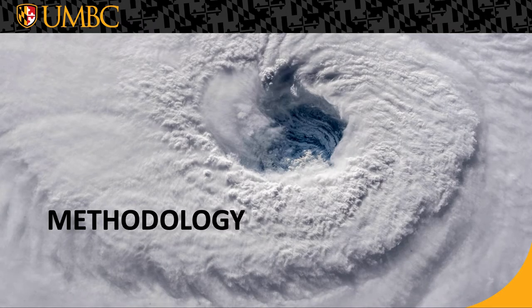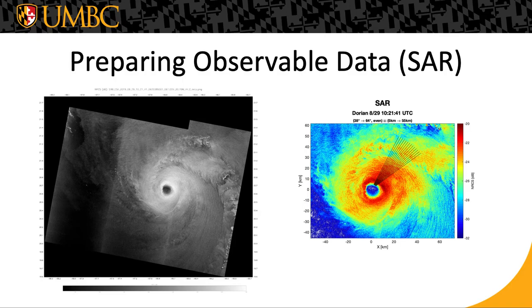So the methodology here on the left, you can see the raw SAR backscatter data of Hurricane Dorian on the 29th of August in 2019. On the right is what's being processed. So now the question is, since SAR and IWRAP don't match up exactly with space and time, how do you build a database for statistical comparison?